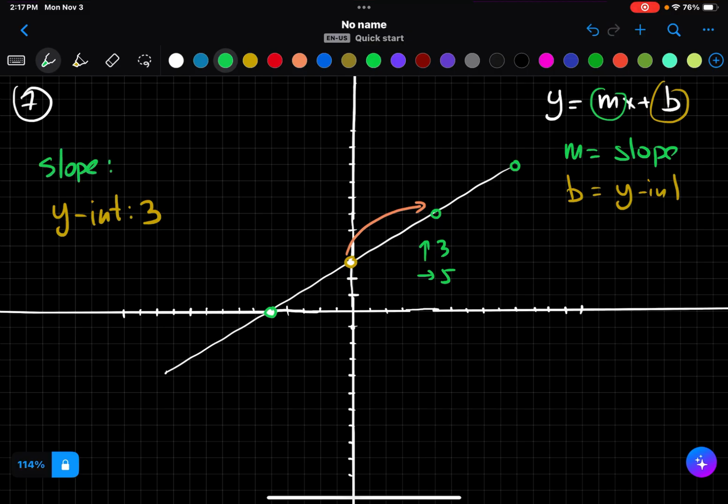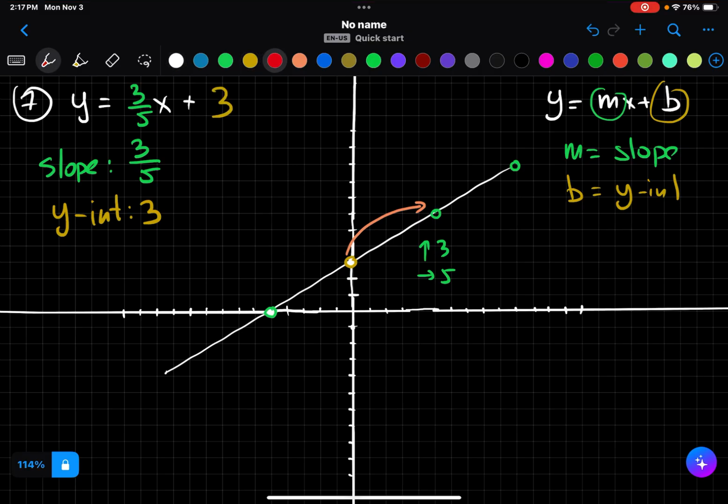Up 3 to the right 5, which is 3 over 5. All right, so now we just fill in the equation. Remember the equation that is y equals mx plus b. So y equals, m is slope, so 3 over 5x. I'll actually color code that for you guys. So it equals 3 over 5 x plus your y-intercept, which is 3.